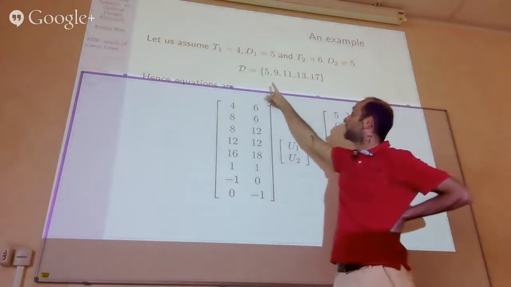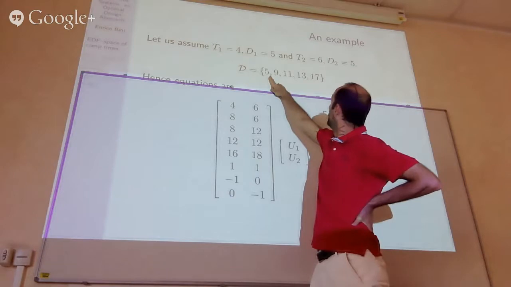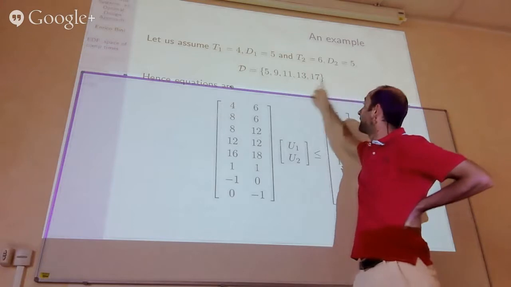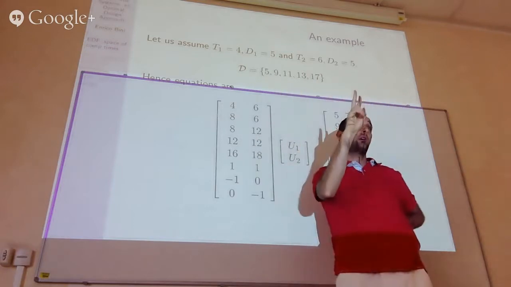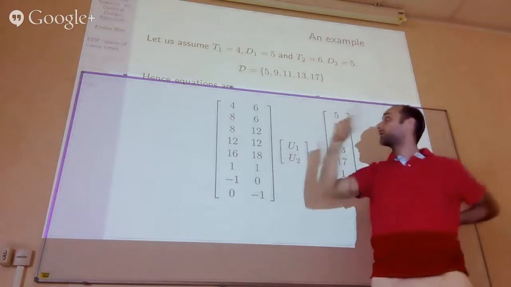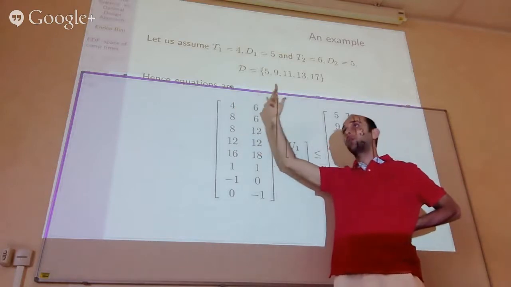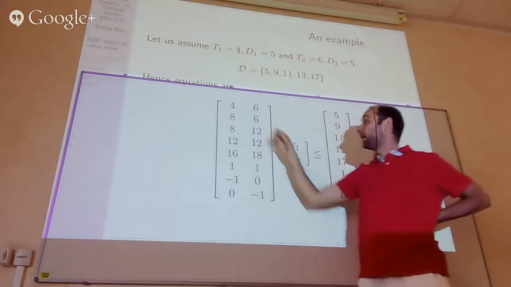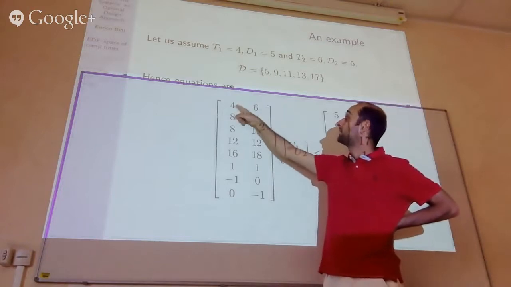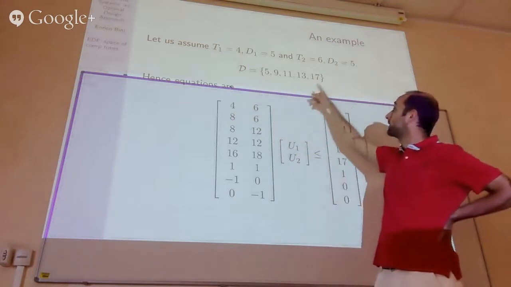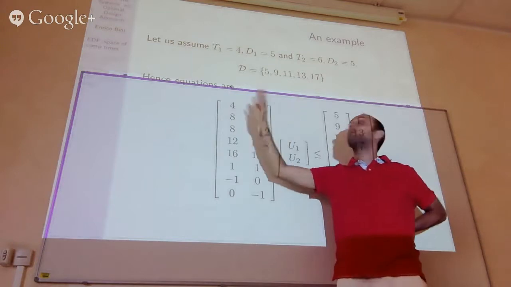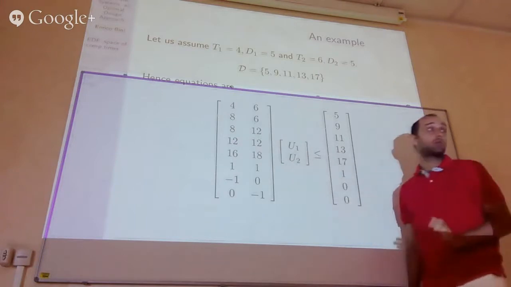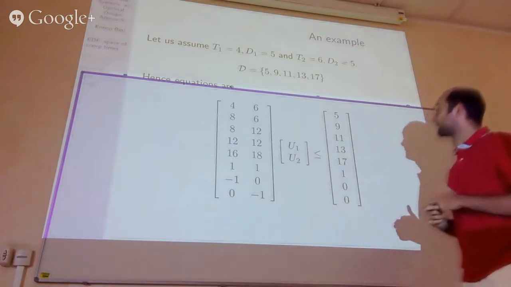So at point 5, you have deadline 1 is 5 and deadline 2 is 5, so you get two jobs: one job of the first task and one job of the second task. In the DBF, the coefficients would be 1 and 1. But since I'm multiplying by the periods and writing utilization, I have just T1 and T2, where T1 is 4 and T2 is 6. So 1, 1 translates into 4, 6. This is just to express the same condition as before as a function of utilization.